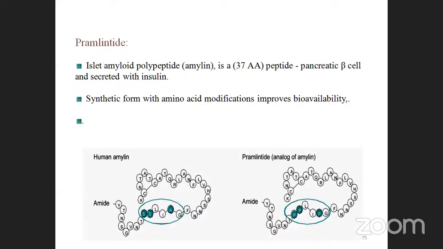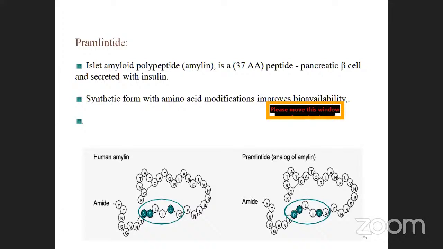So, as we know, in the first class on anti-diabetics, or in diabetes, basically we are focusing on different types of cells present in the pancreas. We have alpha cell, beta cell, delta cell, gamma cell, etc. Another cell is responsible for synthesis, release and storage of amylin. The islets of Langerhans store this amyloid polypeptide, termed amylin, made up of 37 amino acids.